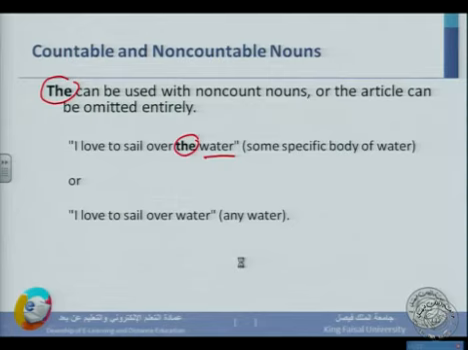Notice that water is non-countable, but here we're talking about some specific body of water. The second: I love to sail over water. And here we are talking about any water. So we can use the with non-count nouns, or maybe the article can be omitted entirely. So here we used it with the non-countable noun water, and here with the non-countable noun water.